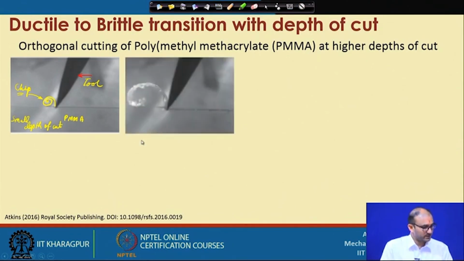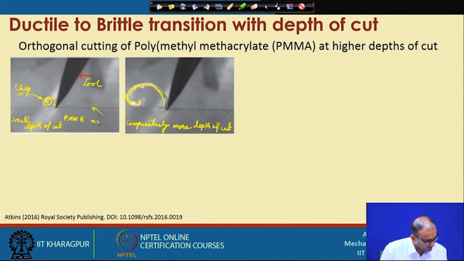Now, we have increased this depth. So let us see, now comparatively more depth of cut. There are two ways to look into this. First thing is the chip. See, the chip is still curved, but these are very segregated. If you see this particular thing, these are very segregated. And another thing is the machined surface.